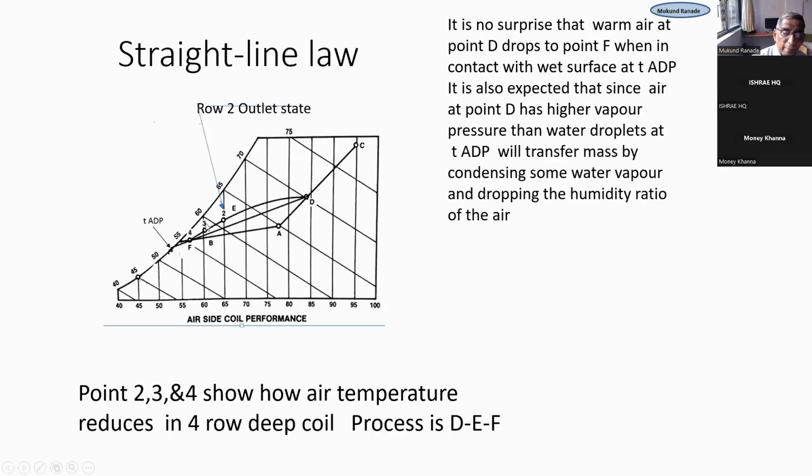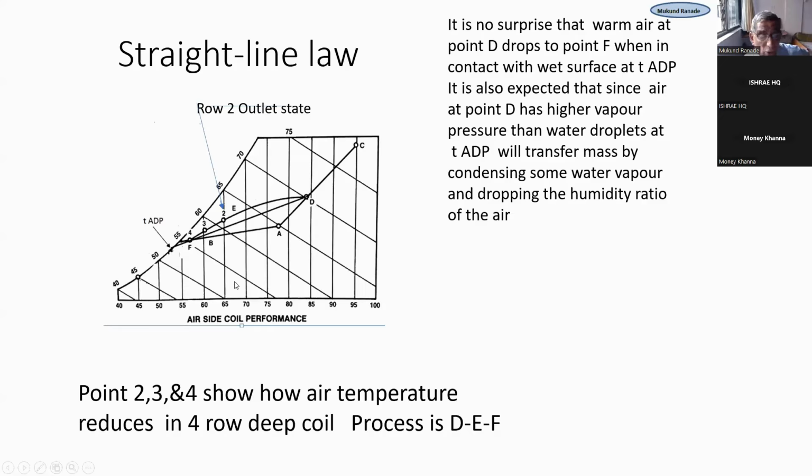And we say that there is a bypass factor, and we get at point F, which is the coil outlet condition. And this is the first row, second row, third row, and fourth row. This is the 4-row coil. So the actual process may be 2, 3, 1, 2, 3, 4.